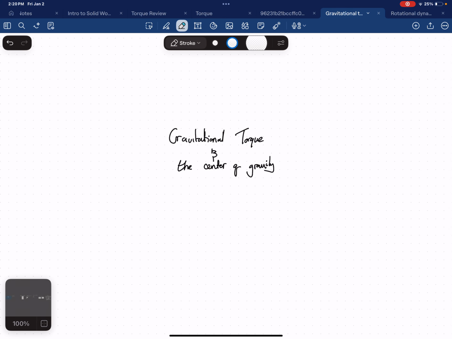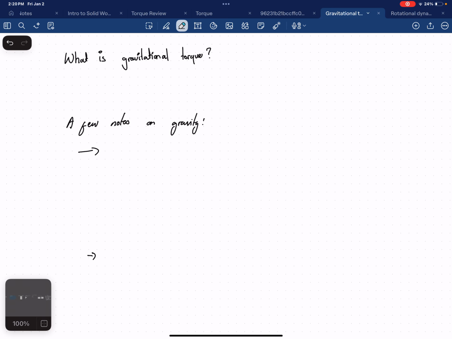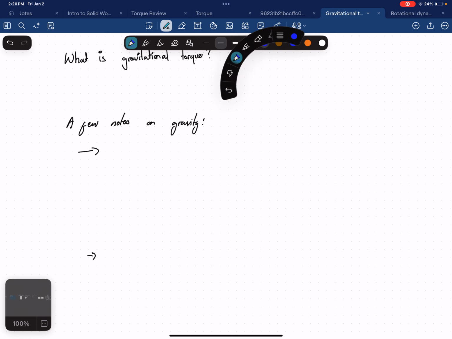Let's talk about gravitational torque and the center of gravity. All right, so what is gravitational torque? Okay, let's get to answering. This is torque caused by gravity.